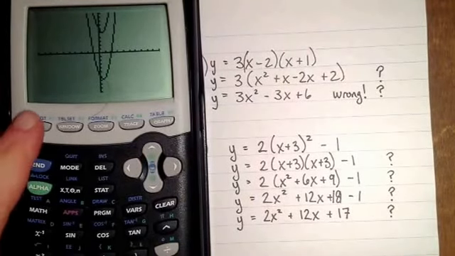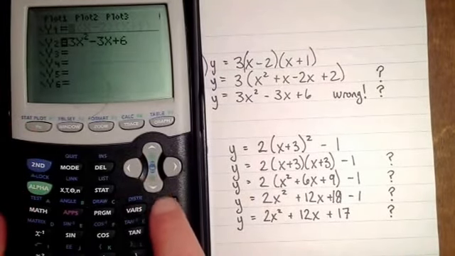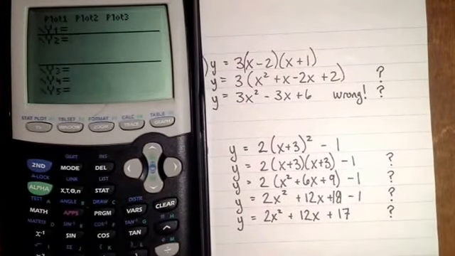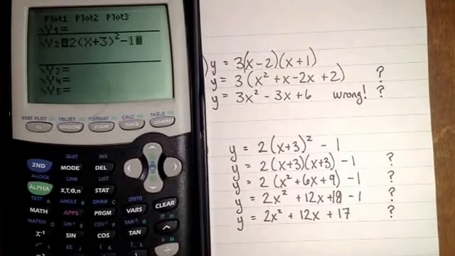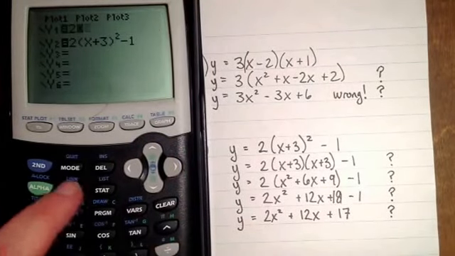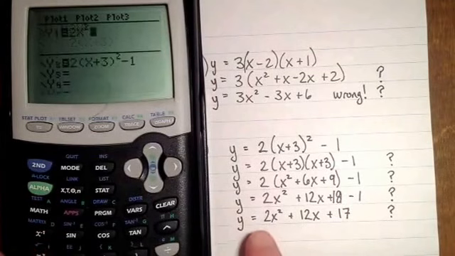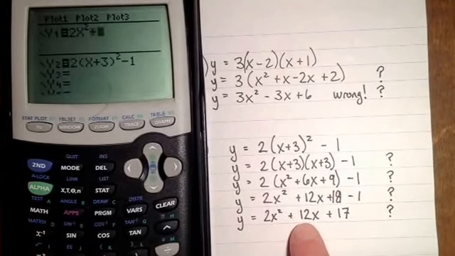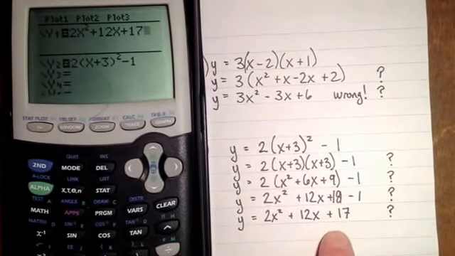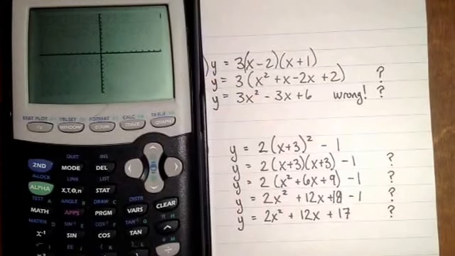So another example, I'll get rid of those. If I've got this example here, I want to know if I've done this right. So I'll graph the first one, x plus 3 squared minus 1. I got them in the wrong order there, that doesn't matter. So 2x squared plus 12x plus 17. If I've done all these steps correctly, then these graphs should look identical.